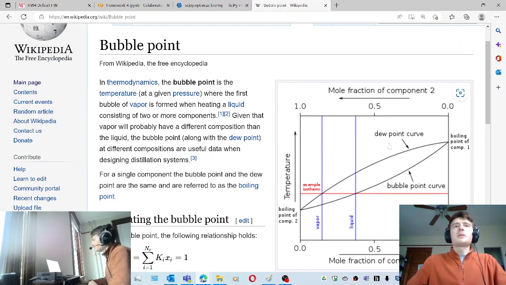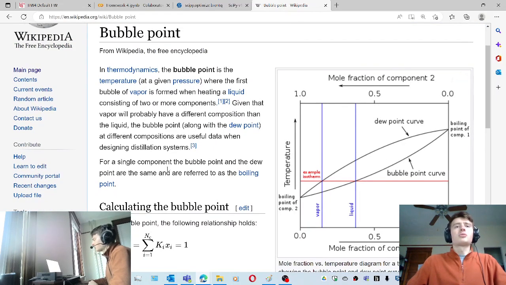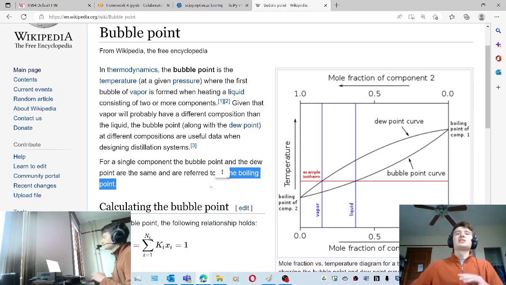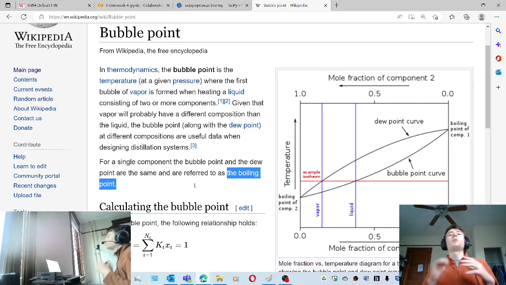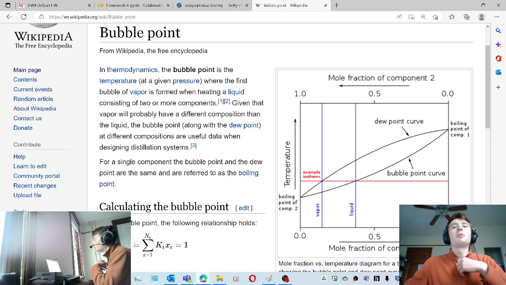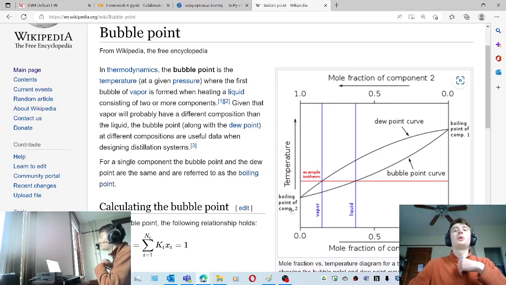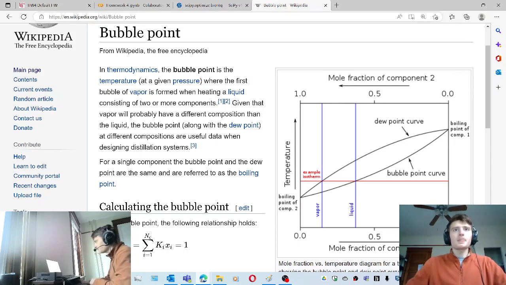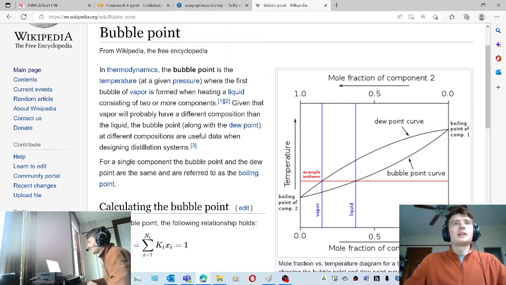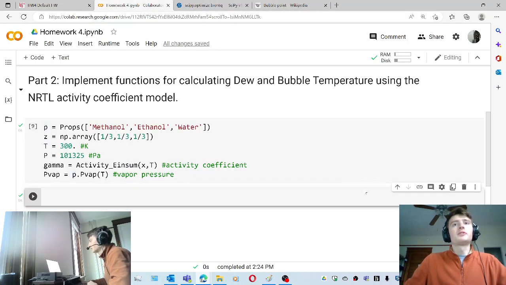An important thing to keep in mind as I go through this problem is that for a single component, the bubble and dew points are the same and are referred to as the boiling point. So you can use boiling points to get an approximate idea of where the dew and bubble points are going to be. The dew and bubble points are always going to fall in between the boiling points of the lowest boiling component and the highest boiling component. That just makes logical sense. With that in mind, let's go back to homework 4.